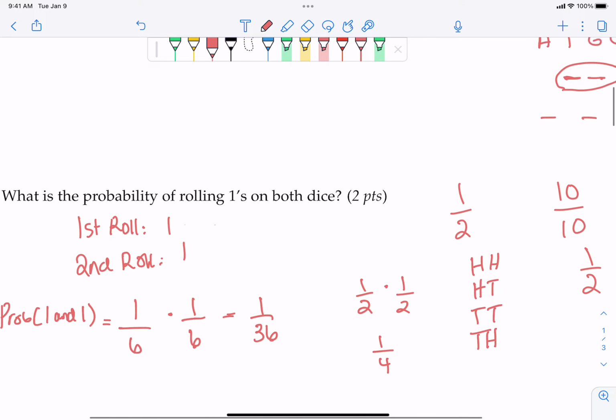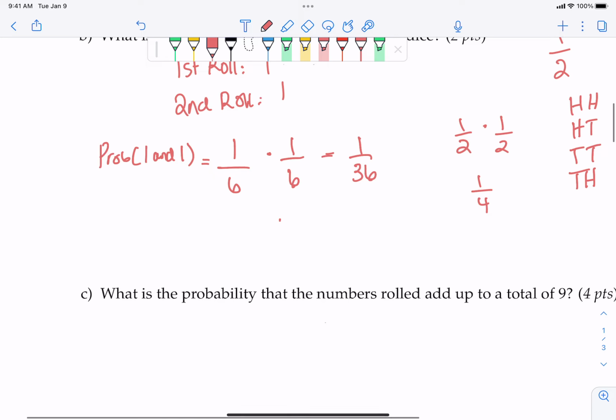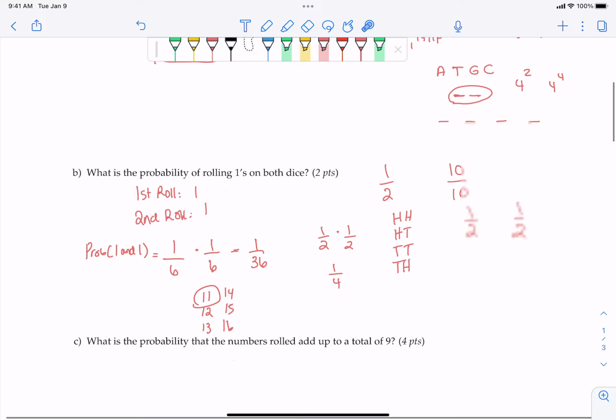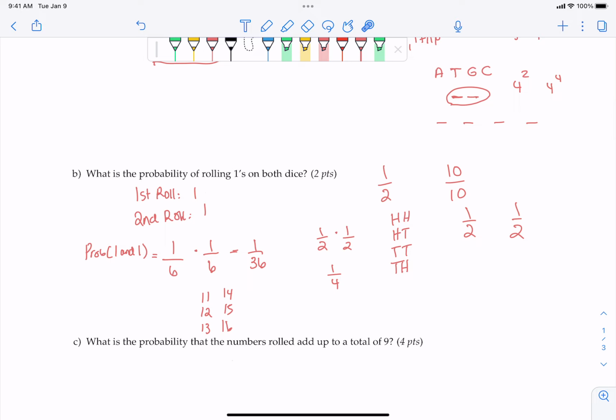And so if I write all the outcomes out, I could have 1 1, 1 2, 1 3, 1 4, 1 5, 1 6, and over and over. I can just write out all 36 outcomes, but only one of these will be 2 ones. Only one outcome out of 36 outcomes will give me a 1 on both dice. Does that make sense? Any questions at all?